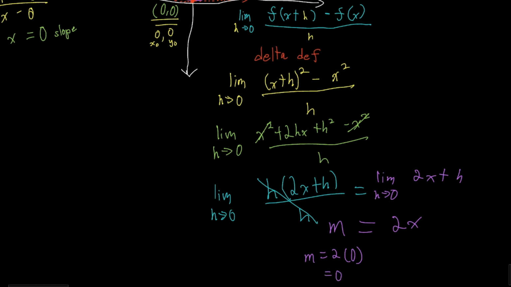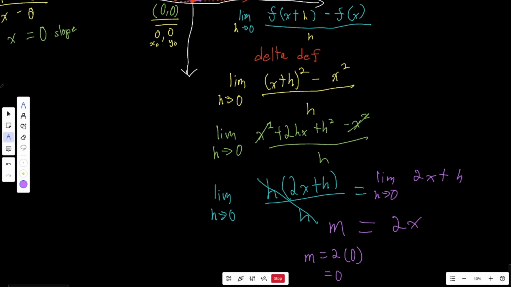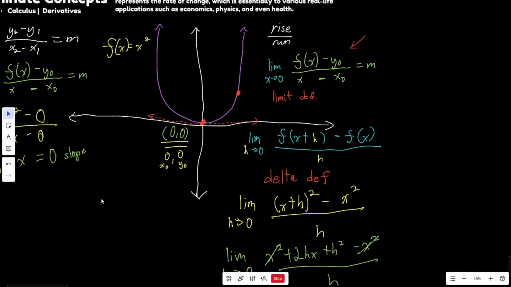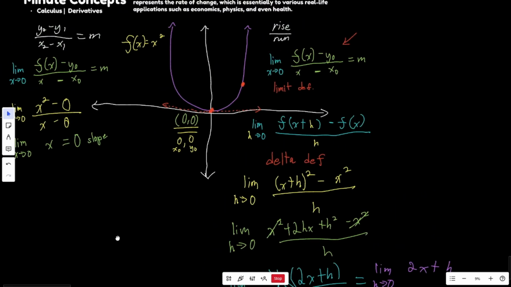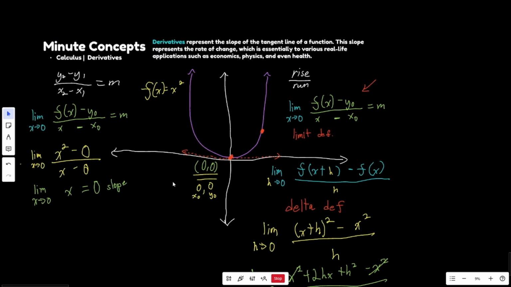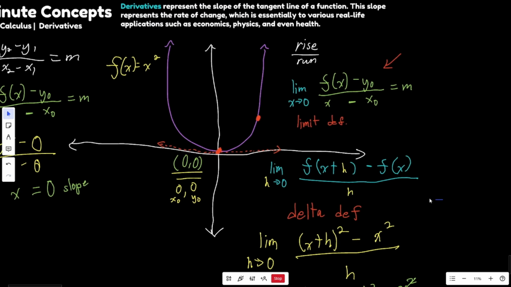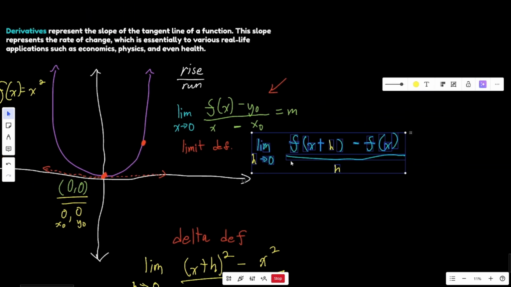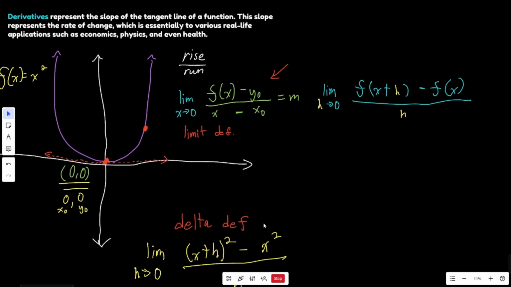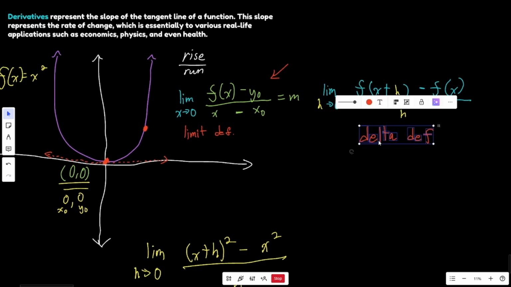And if you also want to examine this using the differentiation rules, perhaps you already know what that is. Using the power rule on the function x squared would actually get you 2x. So that is the delta definition, as well as the limit definition. So again, these two are basically the most basic form of how to get the derivative of a certain function.